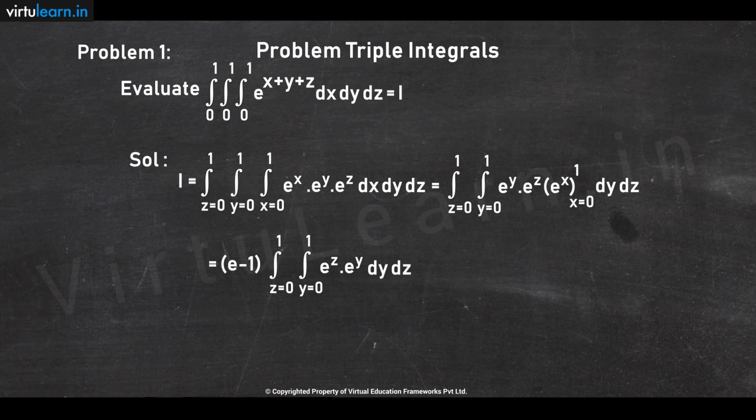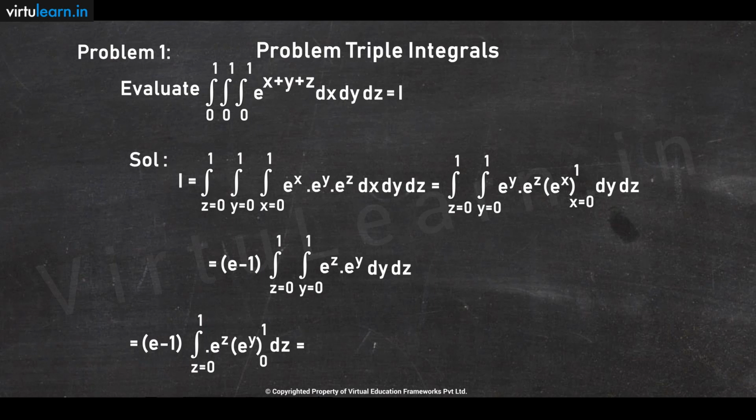Now we integrate with respect to y. That means we have to integrate e power y only. E power y on integration becomes e power y. So the integral now takes the form e minus 1 into integral z is equal to 0 to 1, e power z into e power y evaluated at 0 and 1, followed by the differential dz. Substituting the limit for y, we get e minus 1 as another expression.